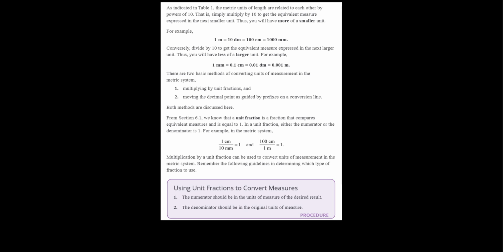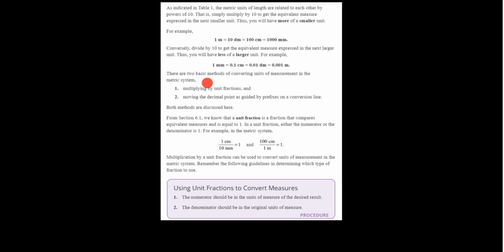Alrighty. So, as indicated in the first table, the metric units of length are related to each other by powers of 10. That is simply multiplying by 10 to get the equivalent measurement. So, for example, 1 meter is equal to 10 decimeters, is equal to 100 centimeters, is equal to 1,000 millimeters. Conversely, divide by 10 to get the equivalent measurement in the next larger unit. So we have 1 millimeter, and we divide by 10, we get 0.1 centimeters. Divide by 10, we get 0.01 decimeters, and then divide by 10, we get 0.001 meters.